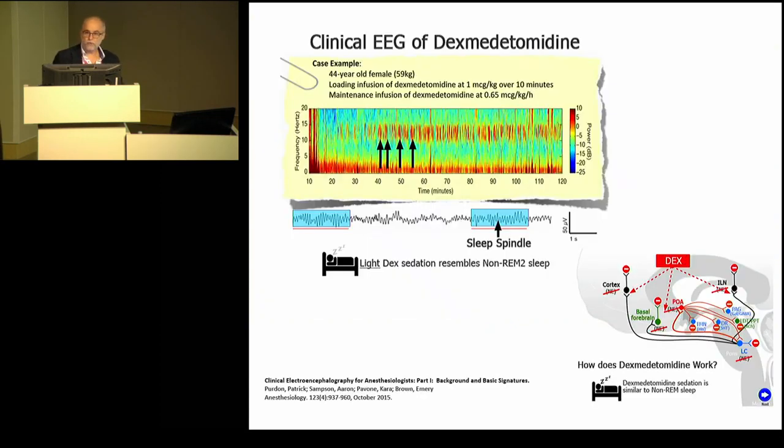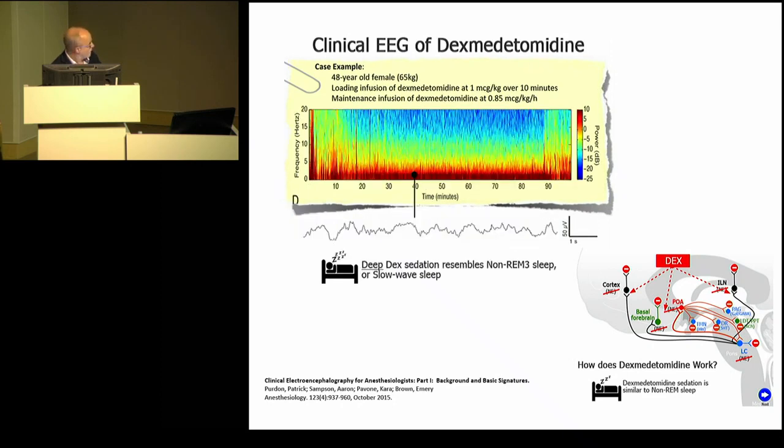If you change your drug, of course, the drug acts in another way, so the reflection of its action into the brain is also different. So, for example, with dexmedetomidine, you have these alpha spindles, but they are not continuously here. And if you go deeper, then the alpha spindles disappear, and you have those delta energy here. It's resembling very much the effect of sleep in our EEG.